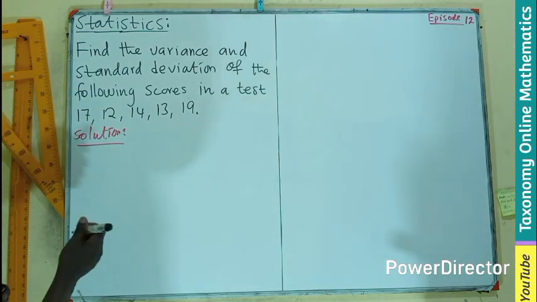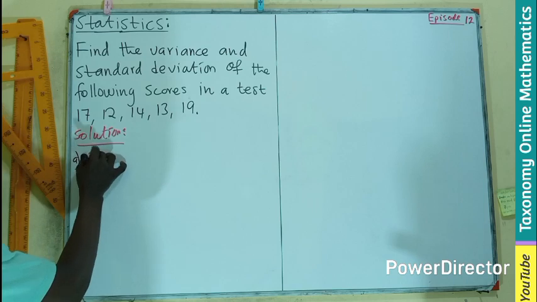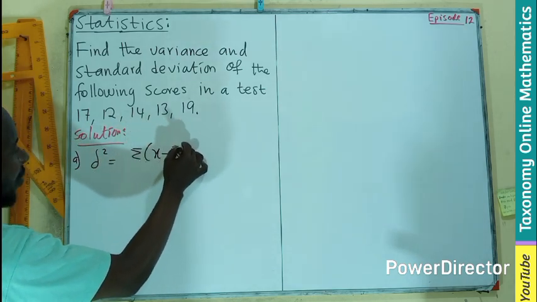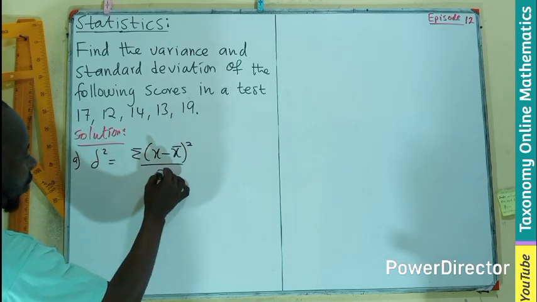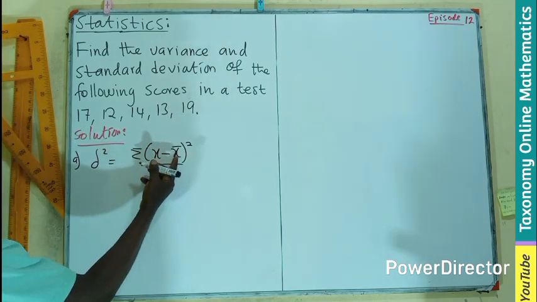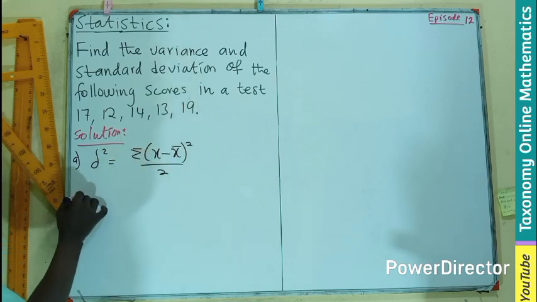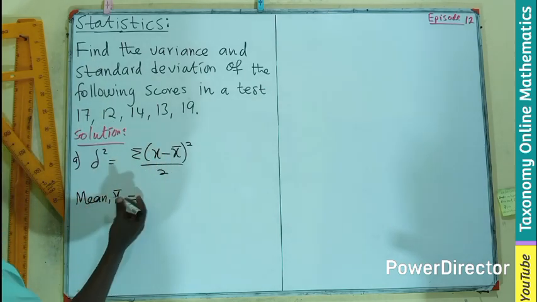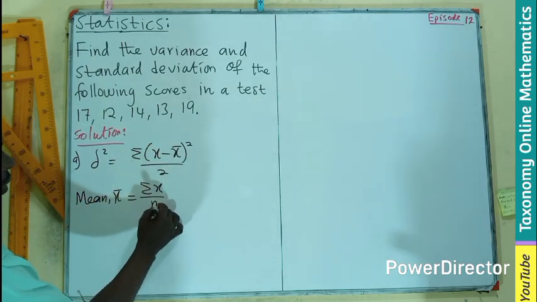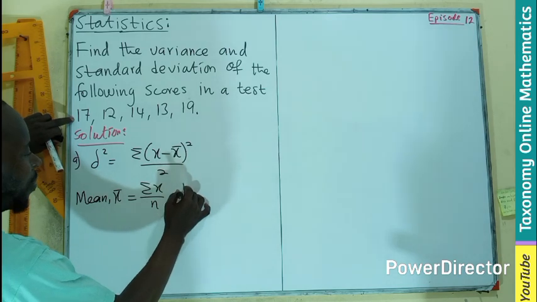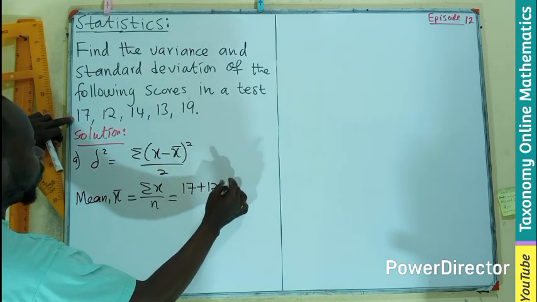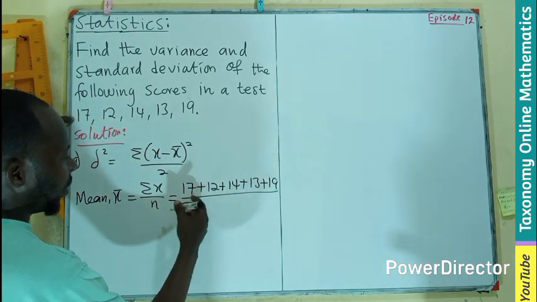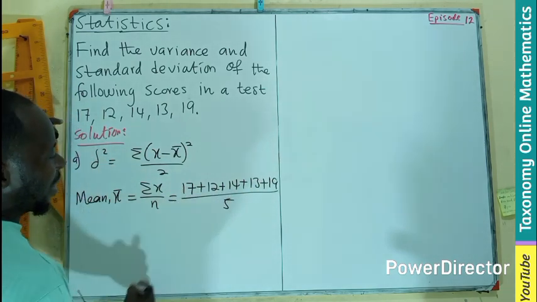So first, I'll begin with the first one, variance, which is given as the summation of (x minus x bar) squared over n. The first thing we need to do is to find the mean. The mean of the data is going to be the summation of all values divided by n. So that will be 17, 12, 14, 13, and 19. 1, 2, 3, 4, 5, divided by 5.